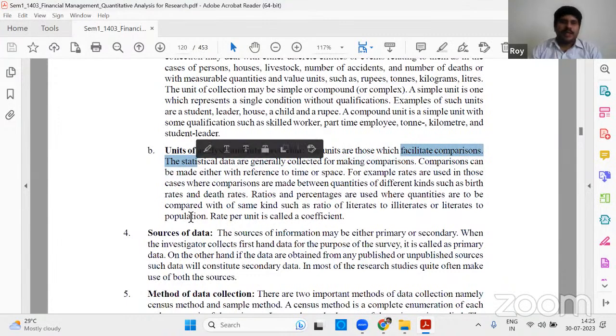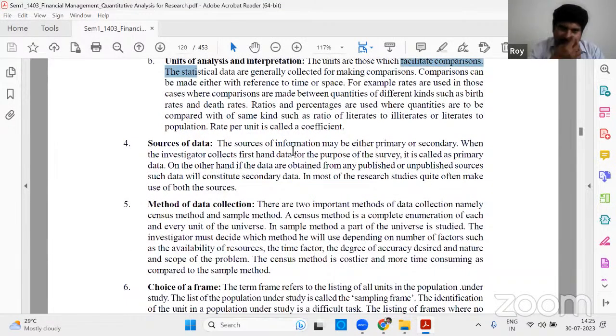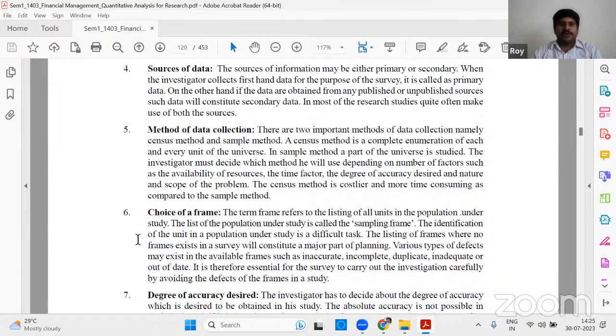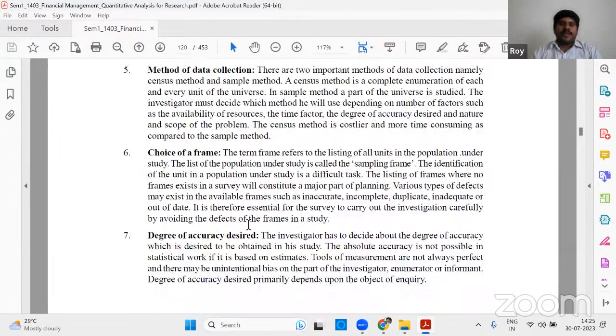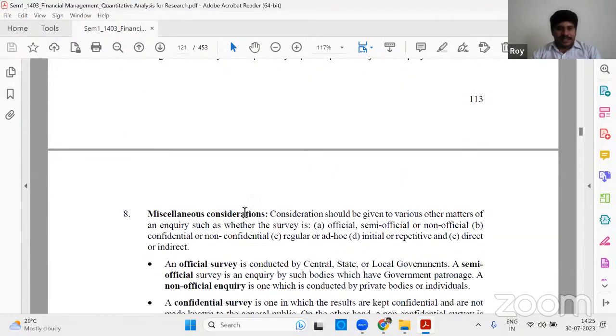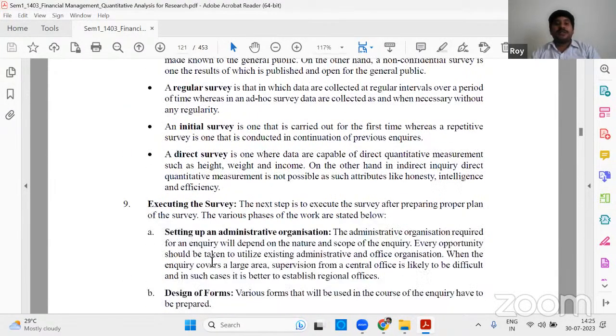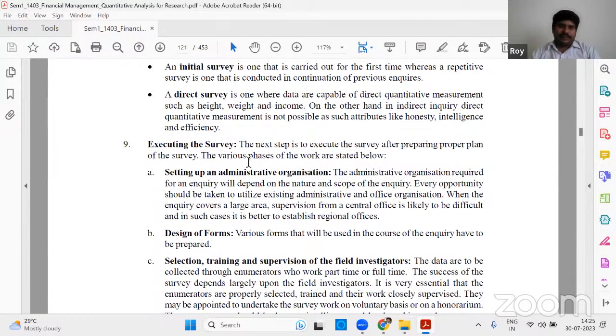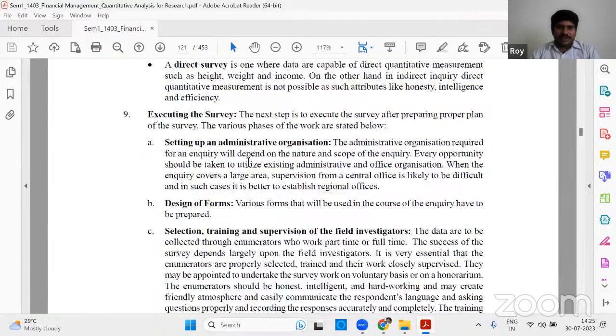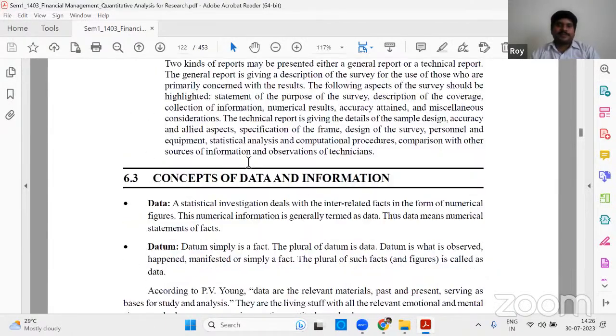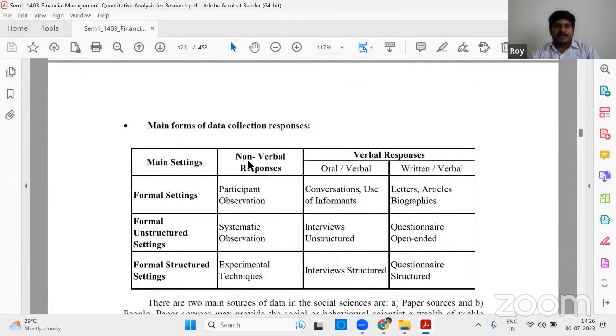These are the sources of data from where you will get the information. There are primary and secondary. We have detailed information in the further units. Method of data collection, that is also a detailed unit. Choice of a frame, and degree of accuracy. Degree of accuracy decides how much this is. Miscellaneous considerations. Official, semi-official, non-official, all these things we also need to separate. And executing the survey, you need to send forms for this. We have separate questions on this. That is why I'm skipping this.